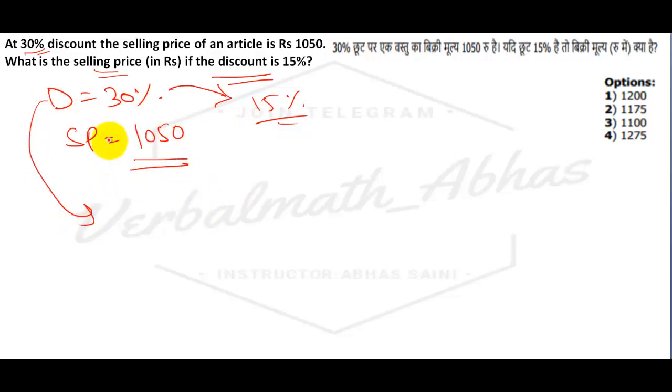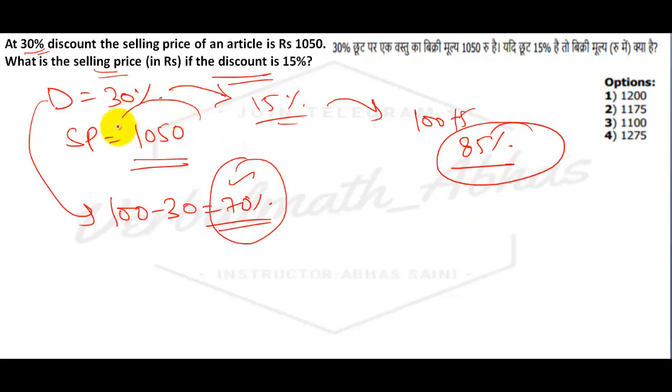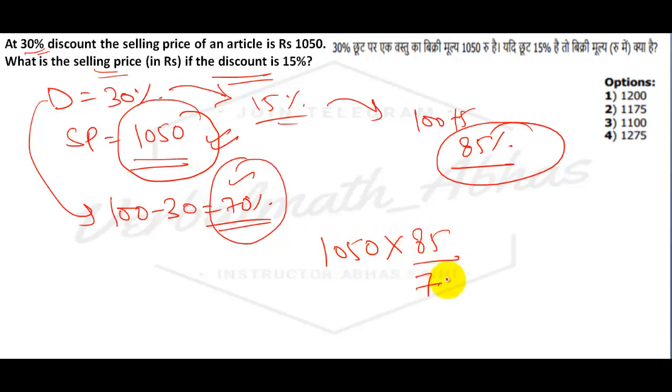Let me tell you one more thing. Discount of 30% means 100 minus 30, or I can say 70% is your cumulative effect, and here it is 100 minus 15, which means 85%. So if I have two things with me, 70% and 85%, I have to increase this SP. So I just multiply 1050 into 85 upon 70. Simple.